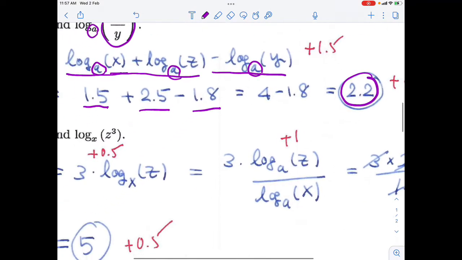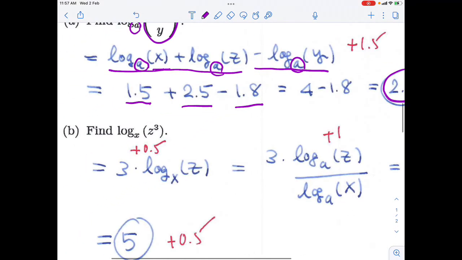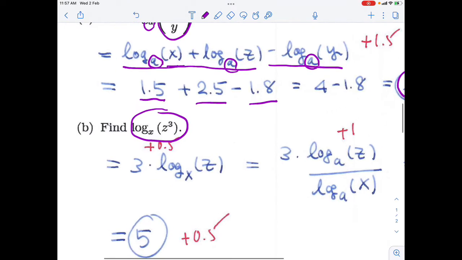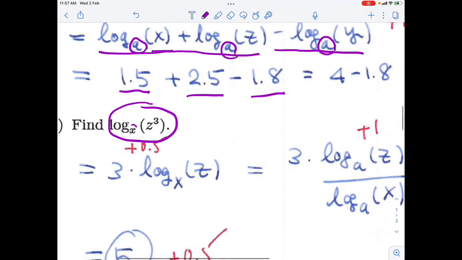Okay. Next one, the task is to find this quantity, right? And you notice that the base is not a, but it's x. Okay. So first we deal with power 3. Again, you use the property, the power becomes a multiplier. So 3 multiplied with log of z base x.